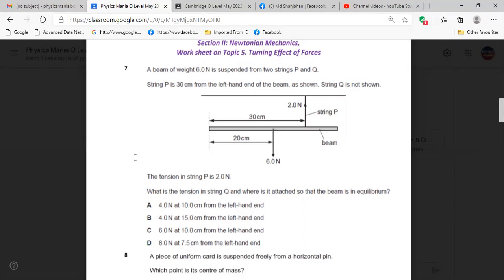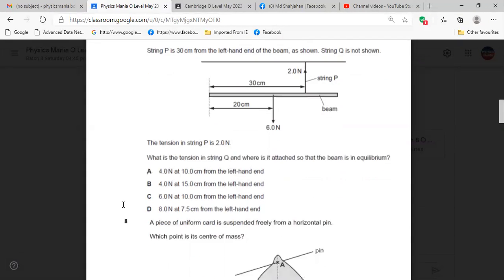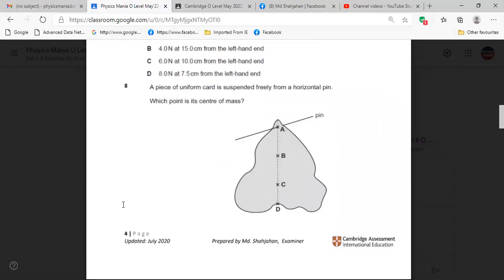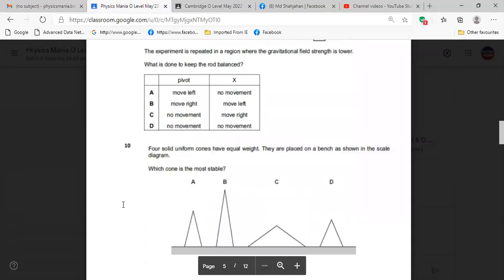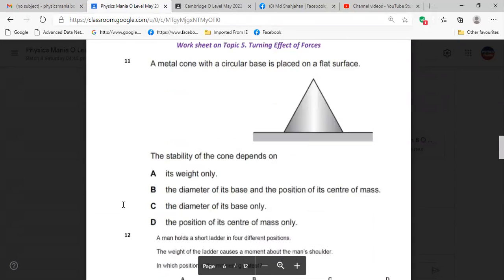So now you are clear, right? Yes. You got confused at A and B. We have to first identify the position of the pivot for the second condition, clockwise and anti-clockwise movement. Okay, and this one we are done. Proceed. These are also easy.